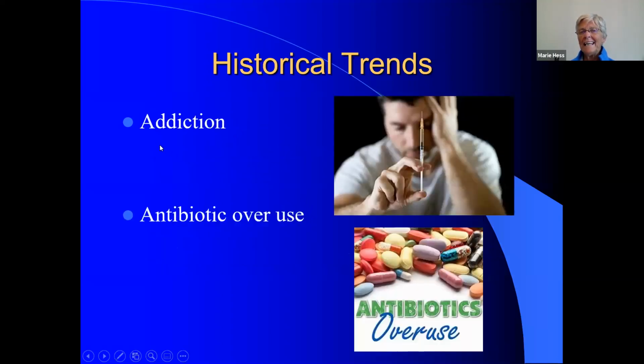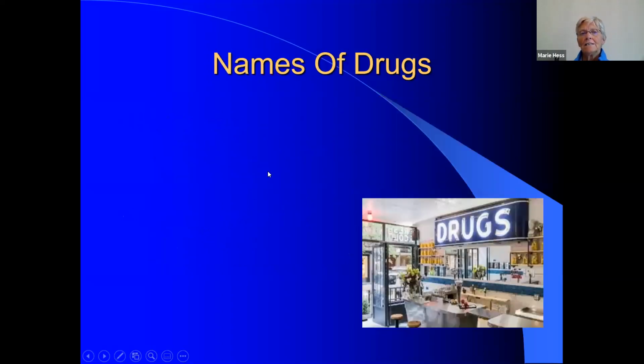And now we're looking at addiction. And during this COVID process, that has become even more of an issue. And the other thing we're looking at now is antibiotic overuse. Now we're in a situation where we have so many kinds of bacteria that have become resistant to antibiotics. So that's sort of a historic overview.